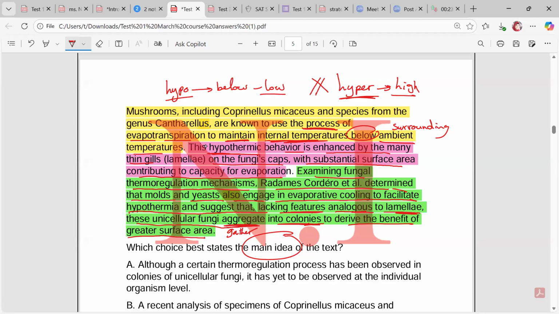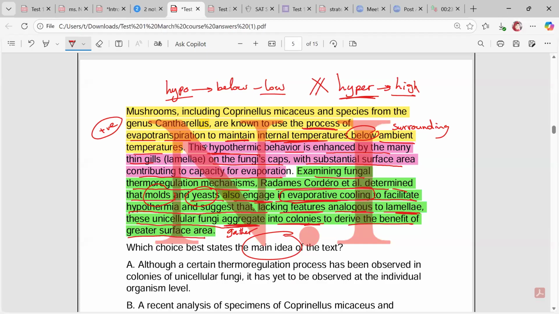يعني I started positively about a certain process that lowered the temperature for the species. وهنا برضو في examination للمولds والyeasts. اوكي، علشان they engage in برضو similar process of evaporative cooling. Okay.